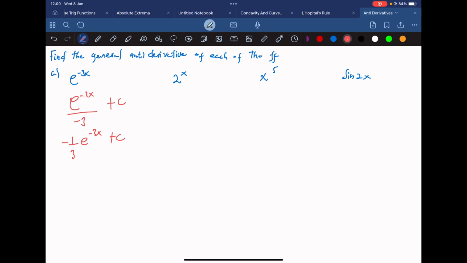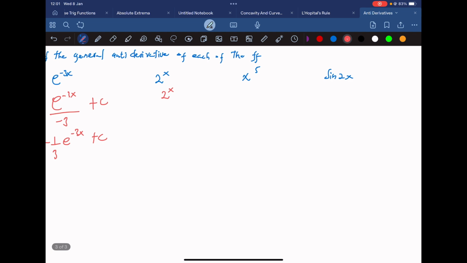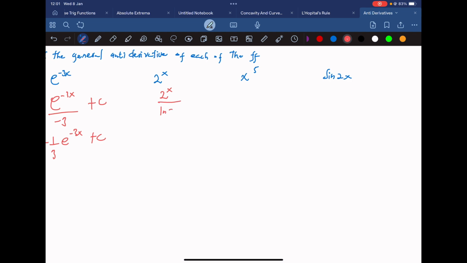Okay, so let's move on to the second one. Remember, if we differentiate this, we have 2 to the x ln of 2, right? You multiply by ln of 2. Now, instead of multiplying, we divide. So the antiderivative basically means you have to divide, right? So over here, instead of multiplying by ln of 2, we divide by ln of 2, and we add our constant c.